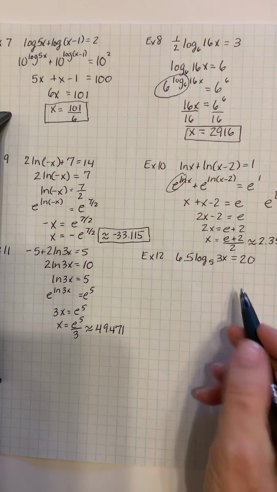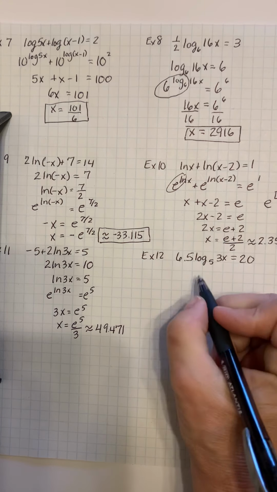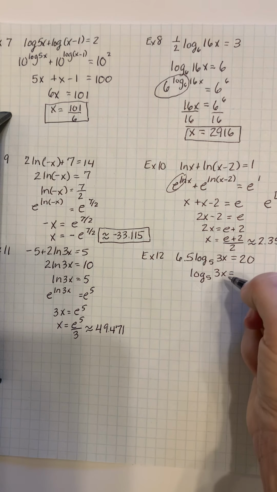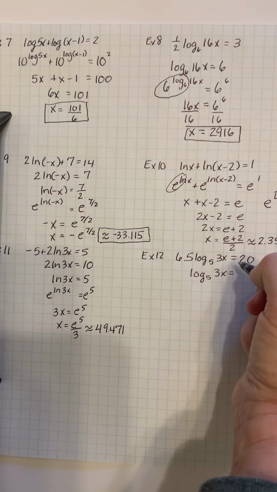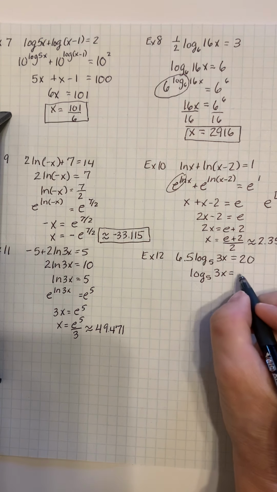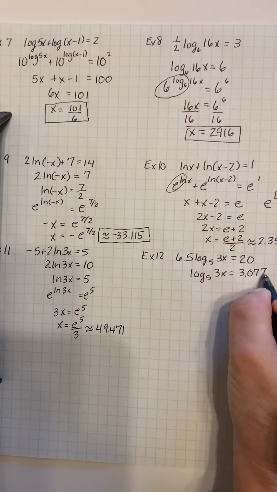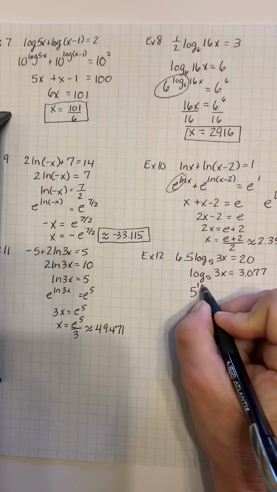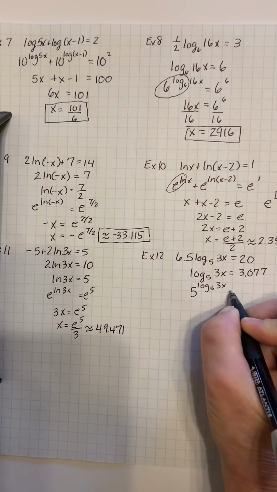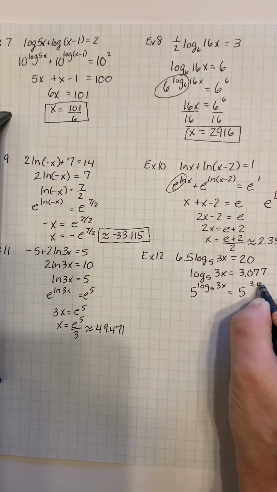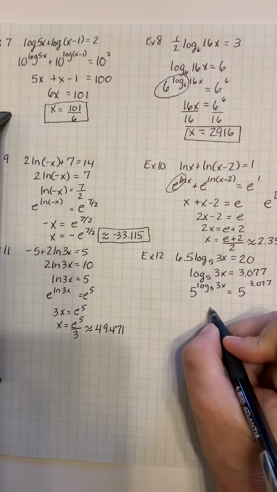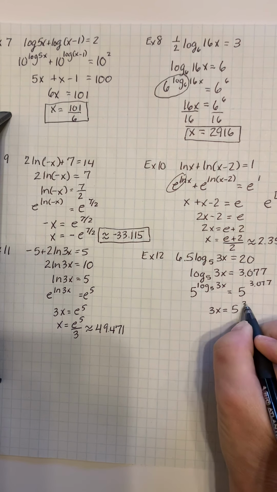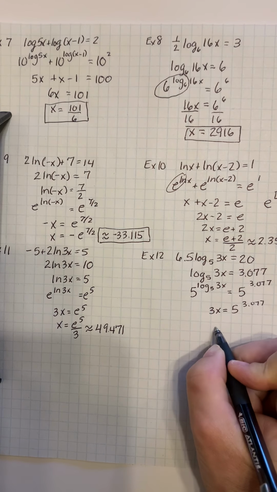Okay, and the last example problem. We have 2 terms. We're going to divide both sides by 6.5. So log base 5 of 3x is equal to 20 divided by 6.5, which is about 3.077. Now we have to undo the log base 5, exponentiate that. So we have 5 to the log base 5 of 3x is equal to 5 to the 3.077. So 3x is equal to 5 to the 3.077. Divide both sides by 3.